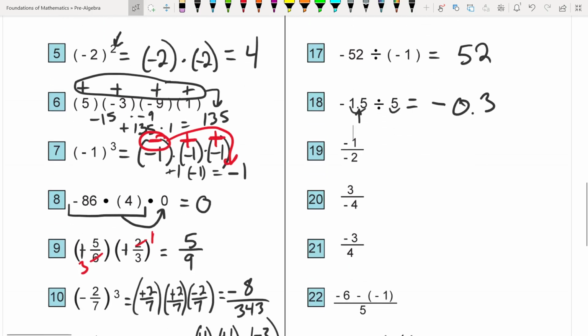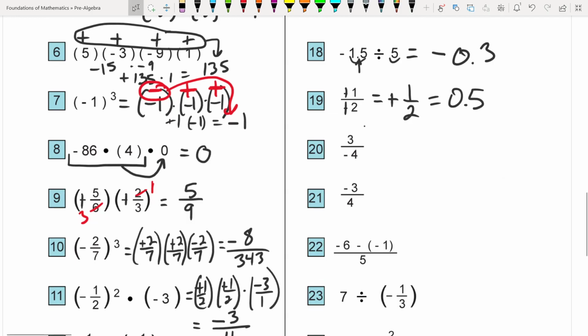And here we don't have to actually do this division. We could. This becomes negative 1 divided by negative 2 becomes a positive because those negatives cancel. And you can just write this as 1/2, but that's also the same thing as 0.5.